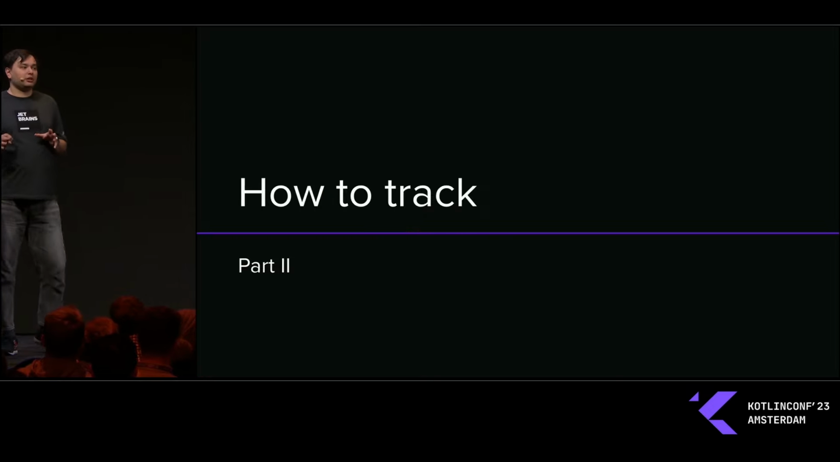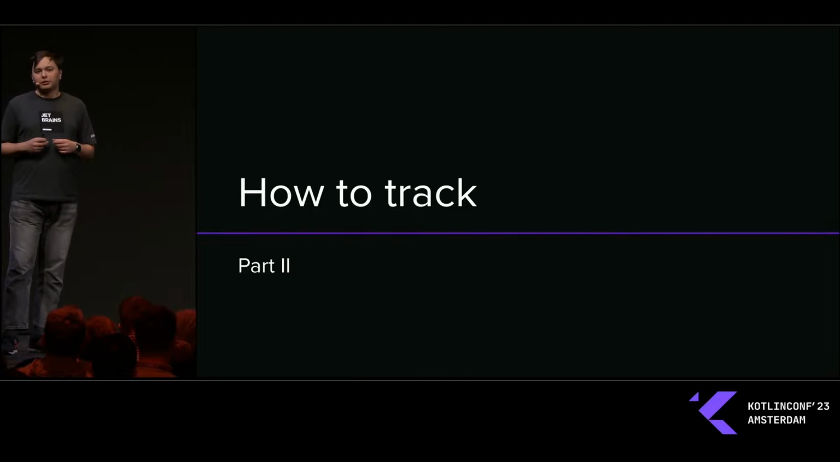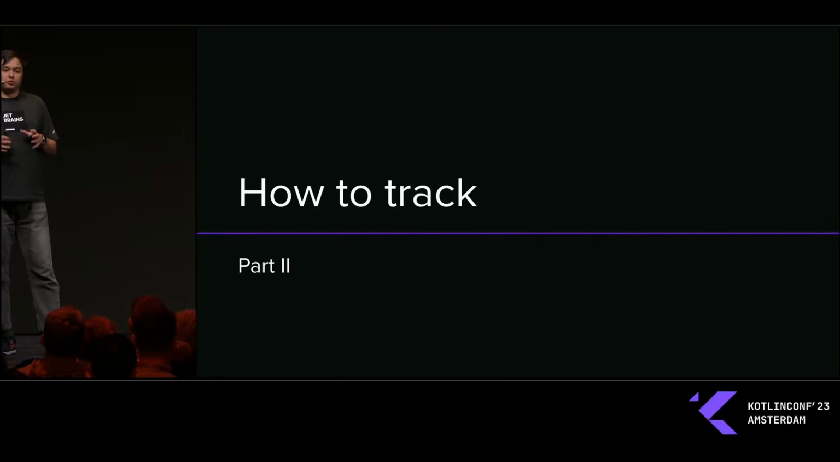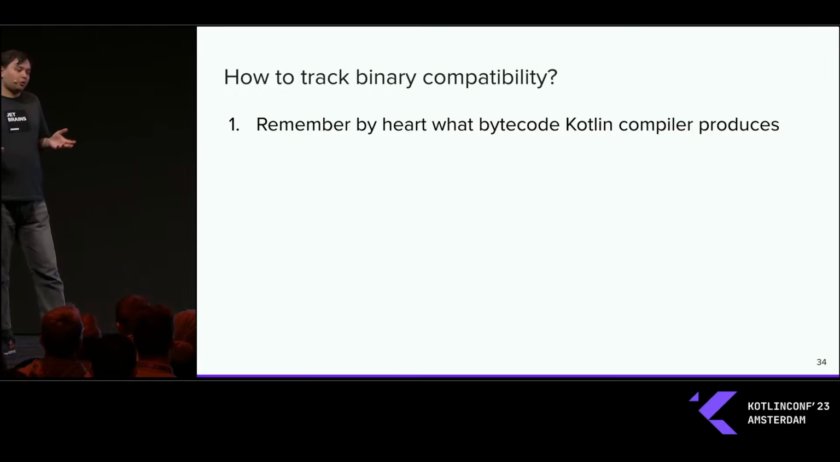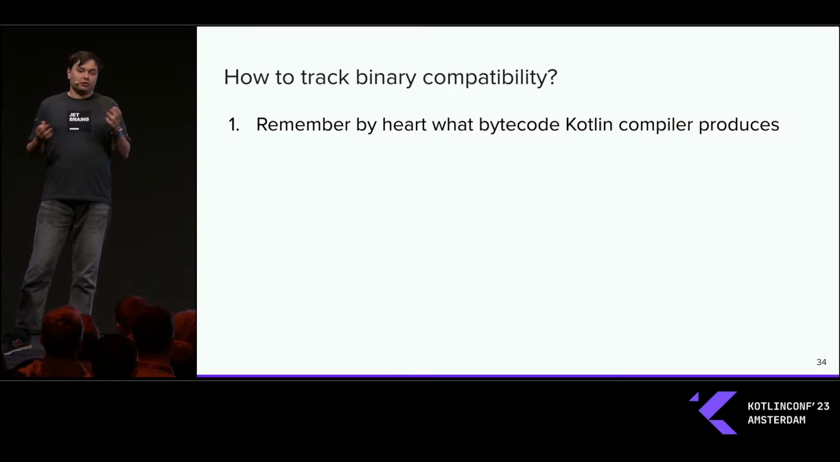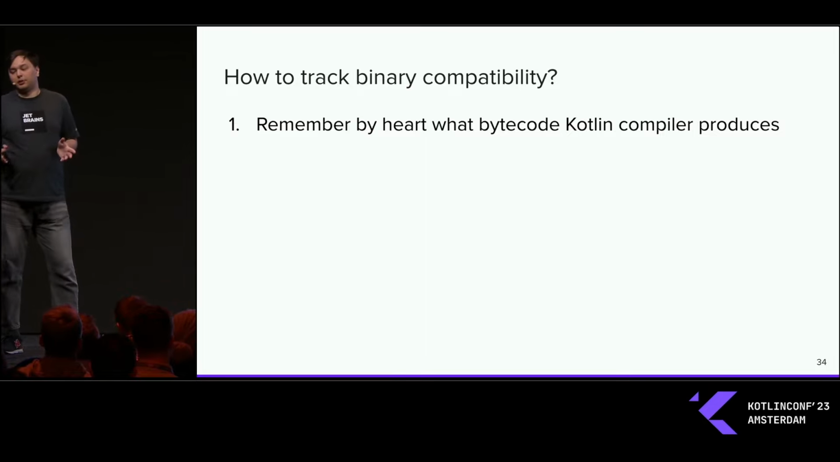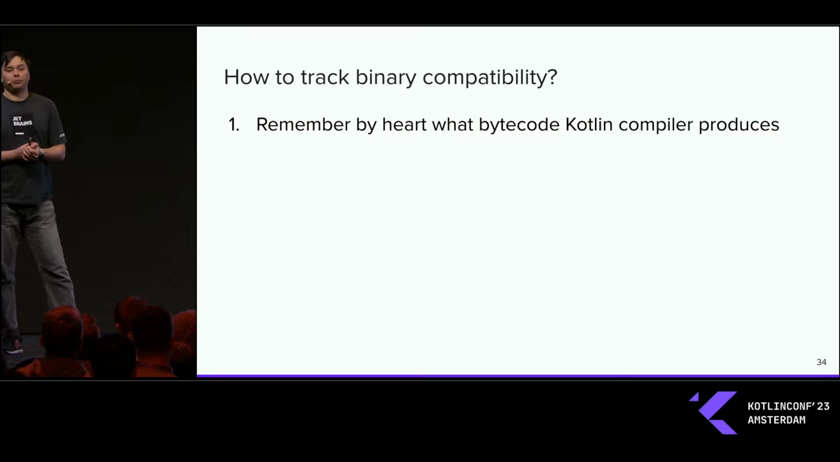So now, when we identified where the problem is, we can talk about how to track binary compatibility and how to avoid making such dangerous changes. So how can we track it? Well, first option is to just remember by heart what bytecode Kotlin compiler produces.